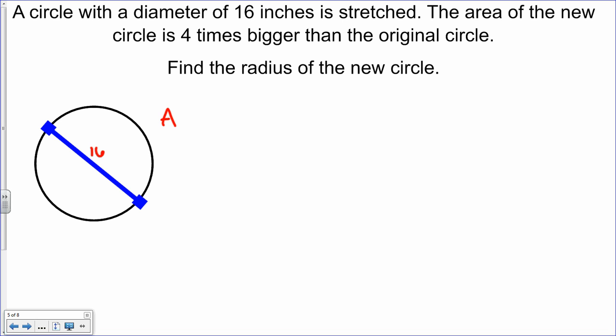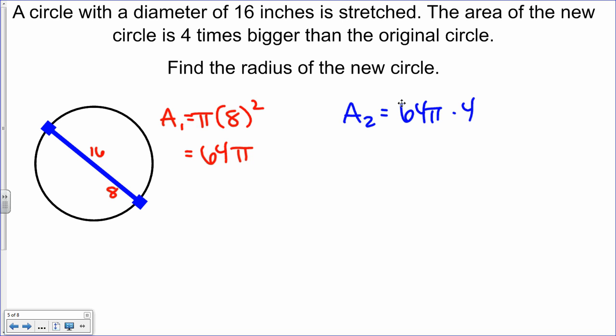So if we want to find the area of circle 1, so that little 1 just means I'm talking about this one since there's 2 circles here. That area would be pi times the radius squared. Well, the diameter is 16, so the radius is 8, which means that the area of this circle is 64 pi. What we know then is that the area of the new circle, I took this circle and I stretched it to be 4 times bigger. That doesn't mean the radius is 4 times bigger, it means the area is. The area of my new circle is 64 pi times 4, or 256 pi.